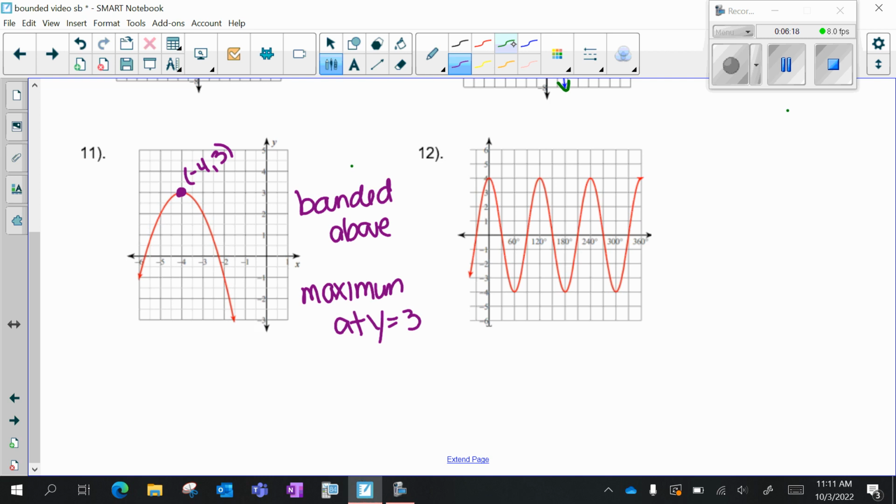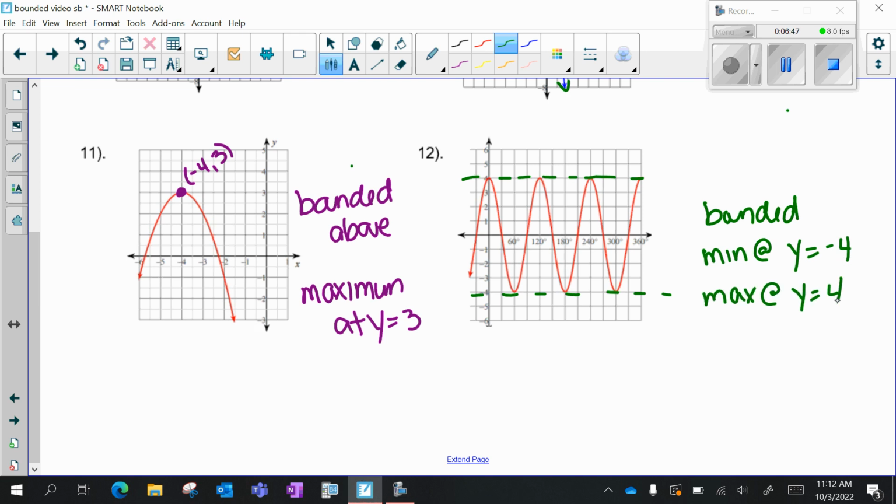And then lastly, number 12, this is an oscillating function. It looks like your sine or cosine function. It's bounded above at 4 and bounded below at -4. So it is just bounded, not above or below, because it's bounded in both spots. It has a minimum at y equals -4 and a max at y equals +4. And there are 4 questions for you to try again on your own. And remember, you had to do those 4 continuity questions as well.